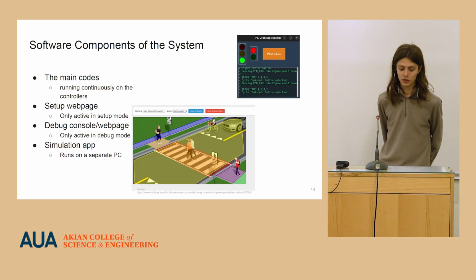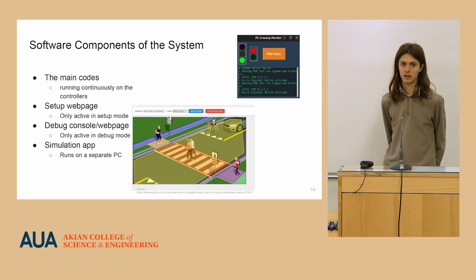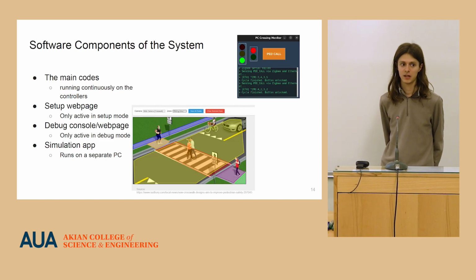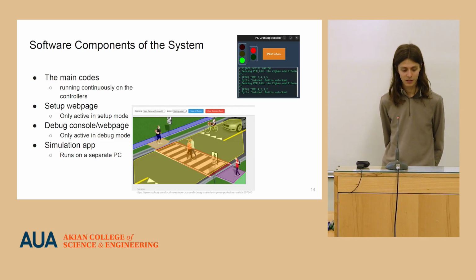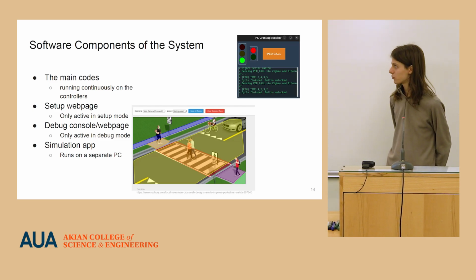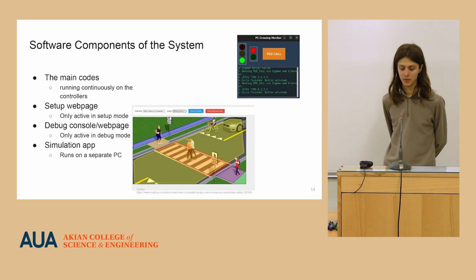So the software components of the system are first the main code, which handles all of the switching of the modes, the analysis of the photos, and all of that stuff. It also has a setup web page, which is shown on the bottom.